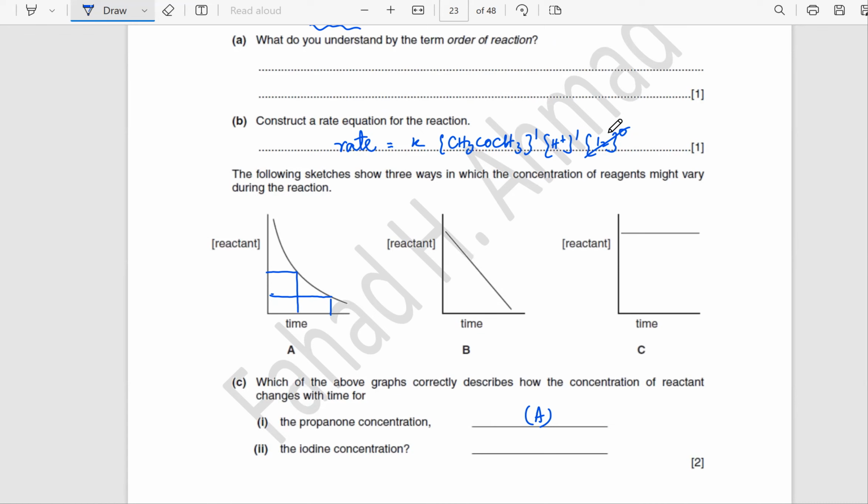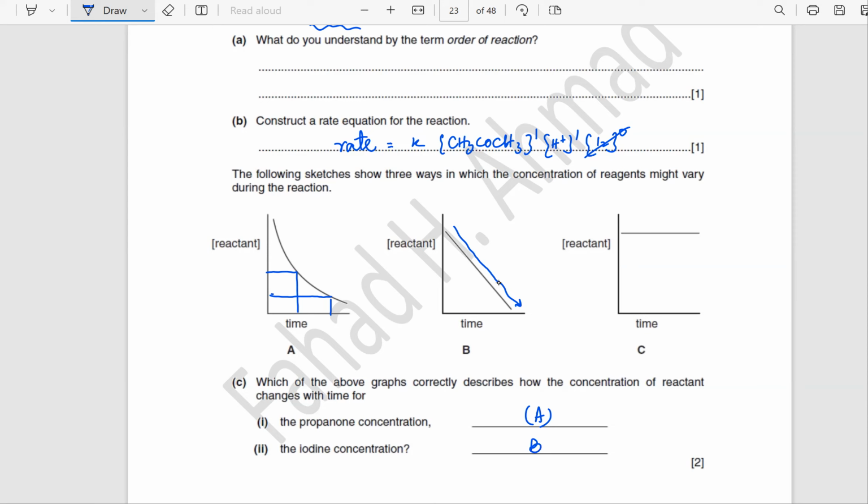B. हाँ, ये B होगा क्योंकि iodine के ऊपर depend ही नहीं कर रहा. So if iodine decreases, this rate will not decrease. So if iodine is decreasing, the reaction is not slowing down. It just decreases at a constant speed. ठीक है. Normally क्या होना चाहिए था? If iodine gets used up, the reaction should slow down. ठीक है. But zero order में it does not slow down. It has no effect on the rate of the reaction. So zero order is this one.